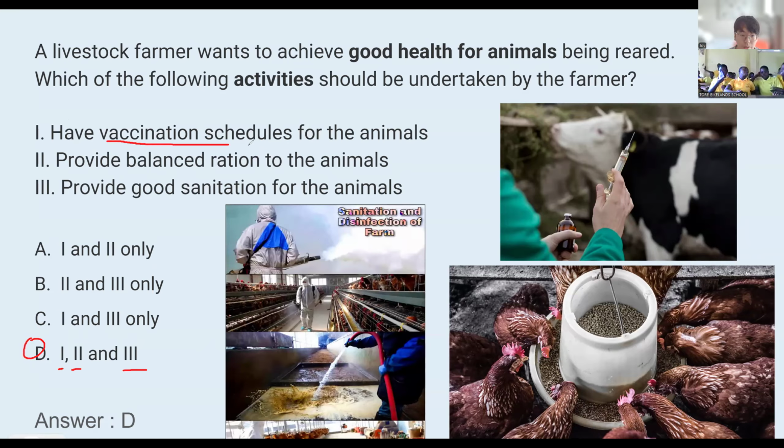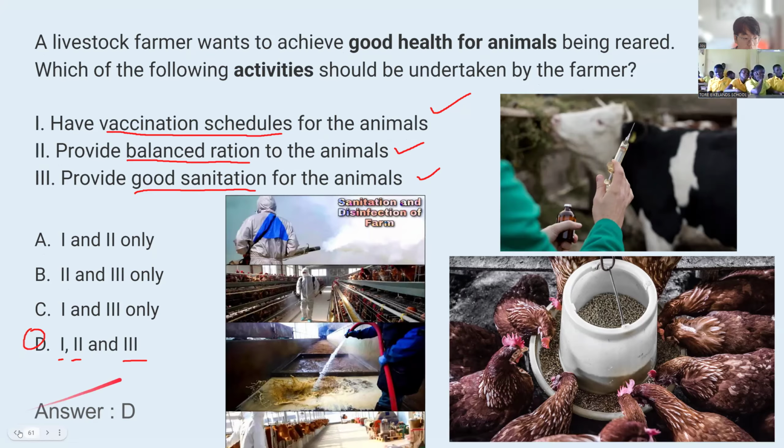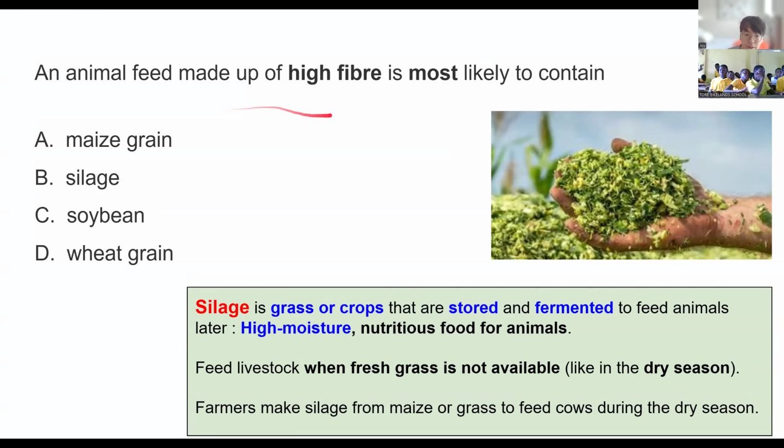Having vaccination schedules definitely benefits animals, keeps them in good health. Providing balanced rations is definitely beneficial to the health of the animals. And providing good sanitation is also beneficial for the health of the animals. Yeah, okay. Then let's move on to this next question. An animal feed made up of high fiber is most likely to contain what, do you think?